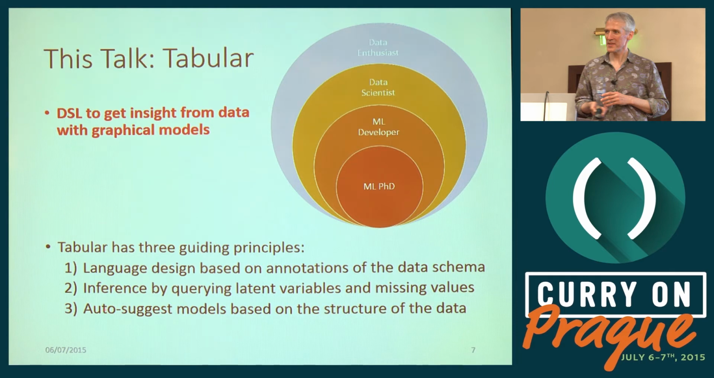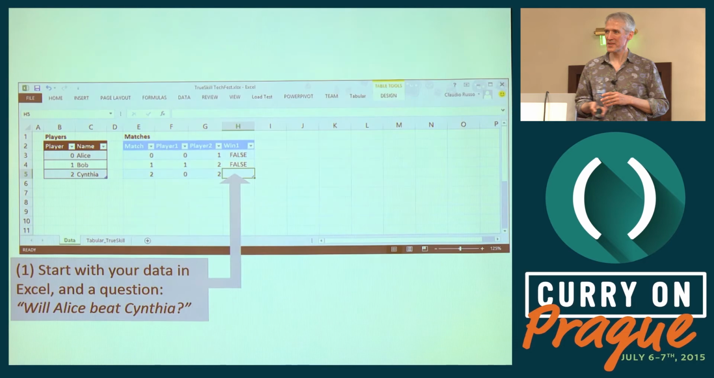And finally, I won't say so much about this, but this is our aspiration. We think at the moment our system is usable by the darker hues down here. We'd like to go up to the lighter ones, and to do that, we want to auto-suggest models that will be useful in different circumstances. We've made some progress in that, but we're not done.